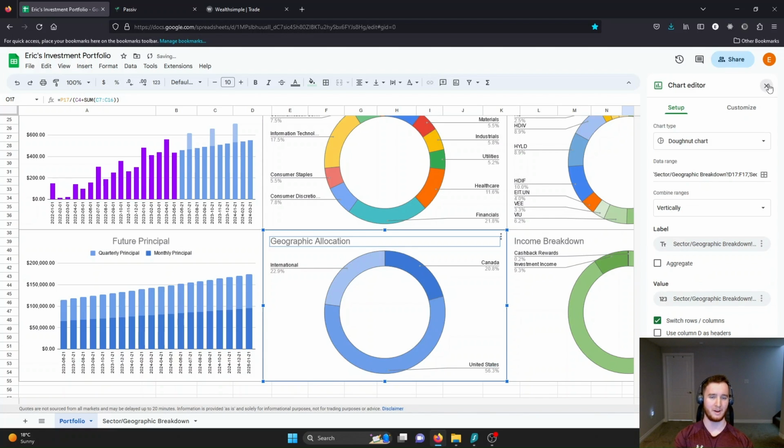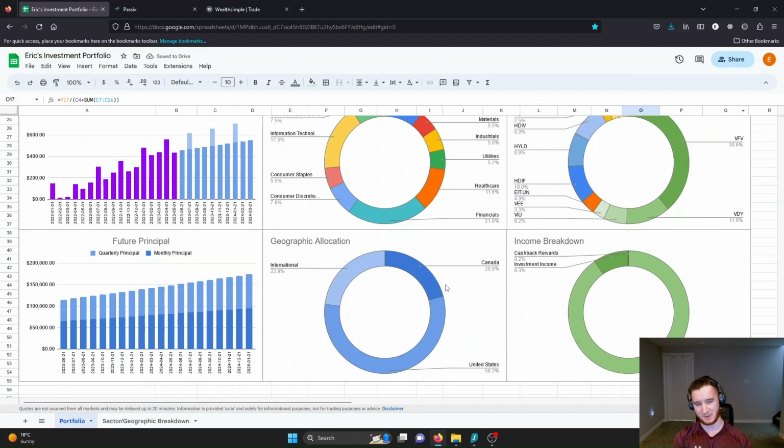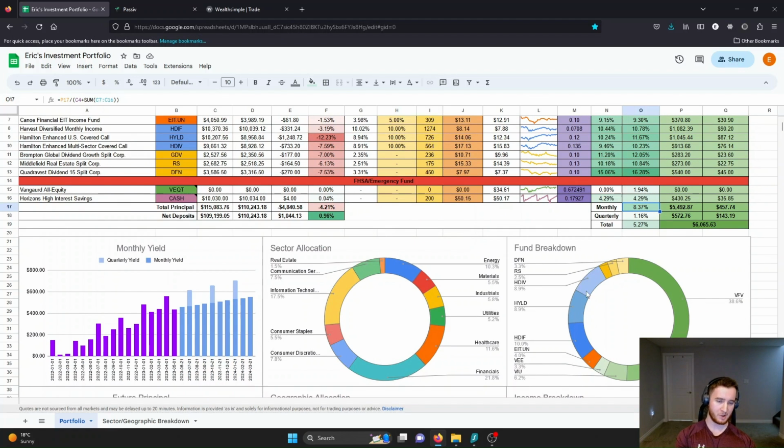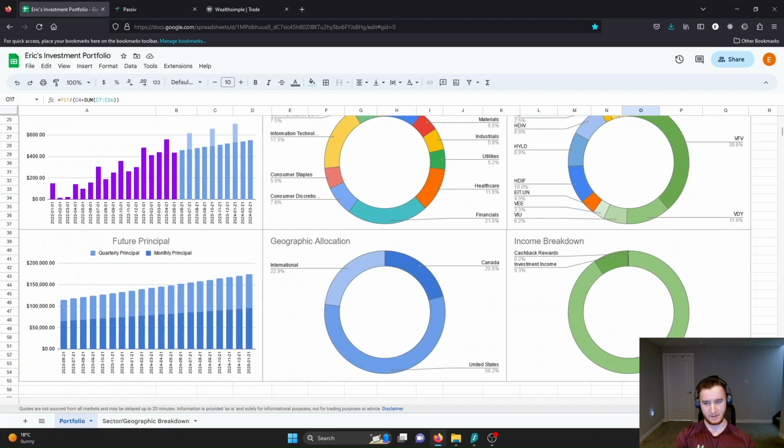There we go. Okay, so I've got about 21% Canada, 56% in the United States, and 22% international. And then I just have a graph of my fund breakdown, as well as my future principal based on adding $2,500 per month and reinvesting all of my distributions currently, and then my income breakdown.